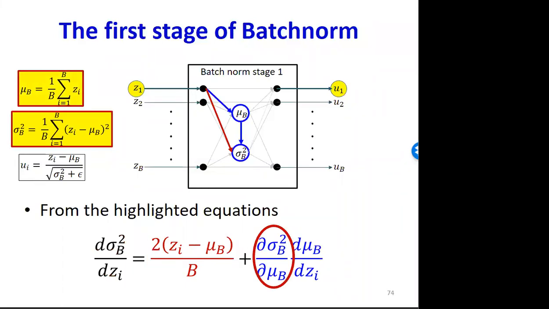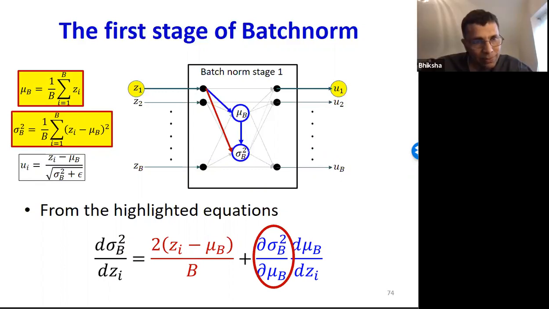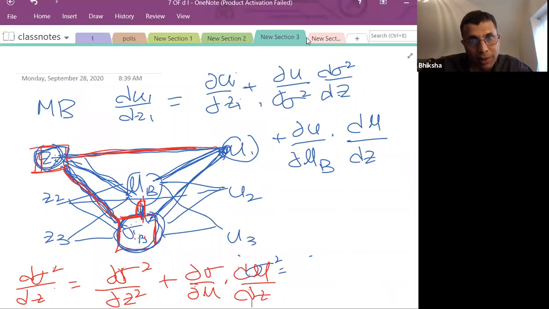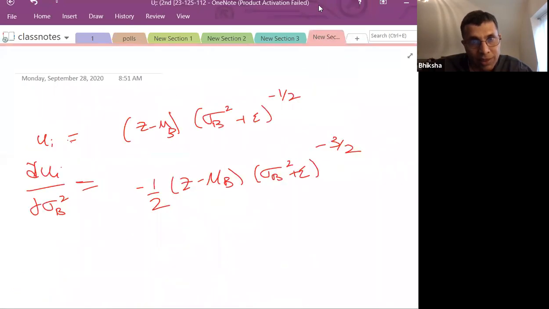Sigma squared over mu B. Where will that come from? It would be the negative of the previous derivative. So that's going to be the negative of, are you sure? It's going to be minus 2 over B, Zi minus mu B. But there's no specific Zi, remember? There's no specific Zi. It's with respect to mu B.